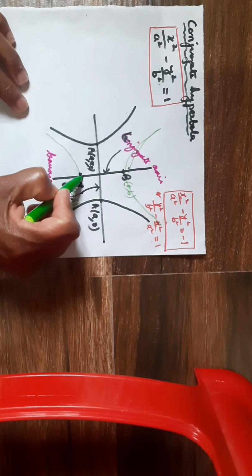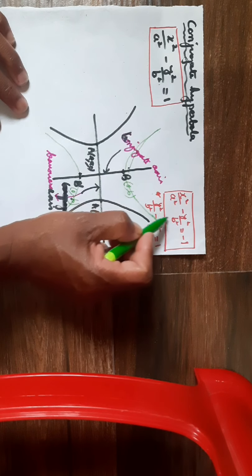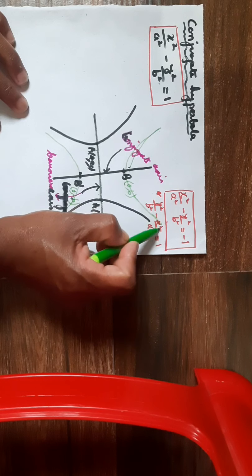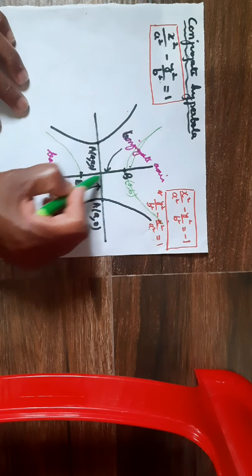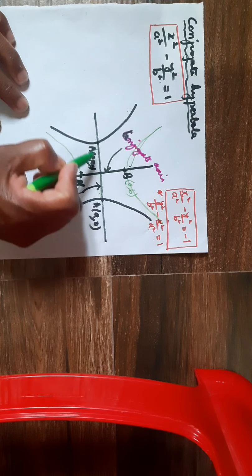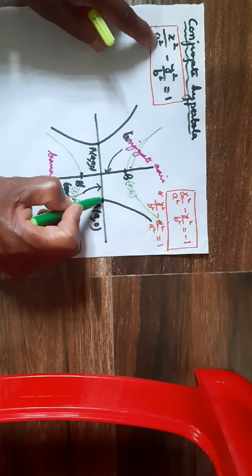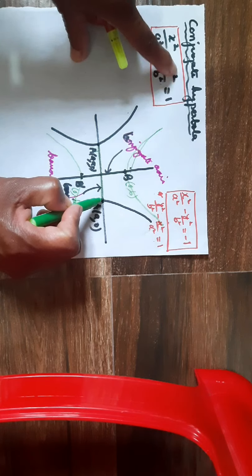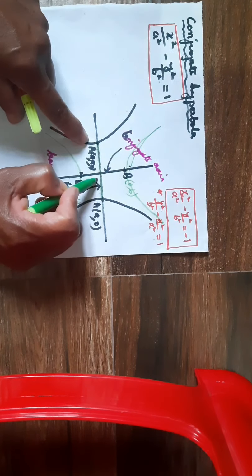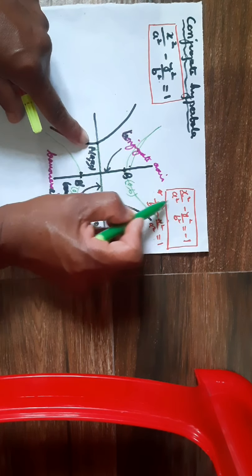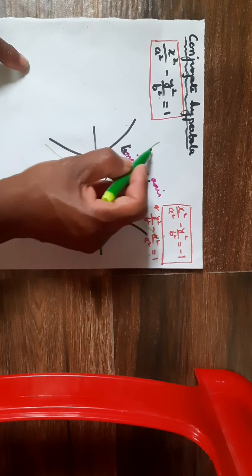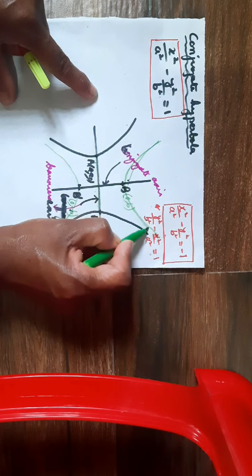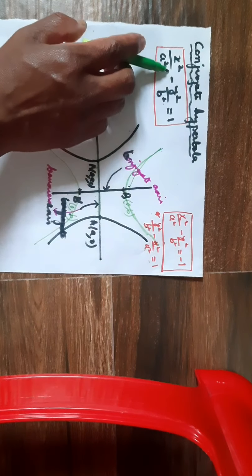Now this will become the transverse axis for the conjugate hyperbola y square by b square minus x square by a square. BB prime becomes the transverse axis, and the transverse axis of the original hyperbola x square by a square minus y square by b square is equal to 1 becomes the conjugate axis to this y square by b square minus x square by a square is equal to 1. So this is the conjugate hyperbola to the given hyperbola.